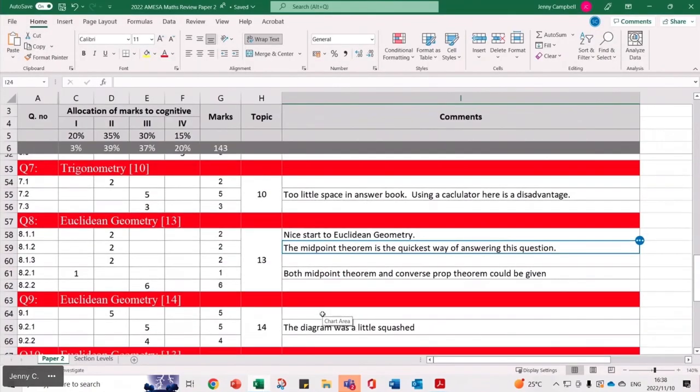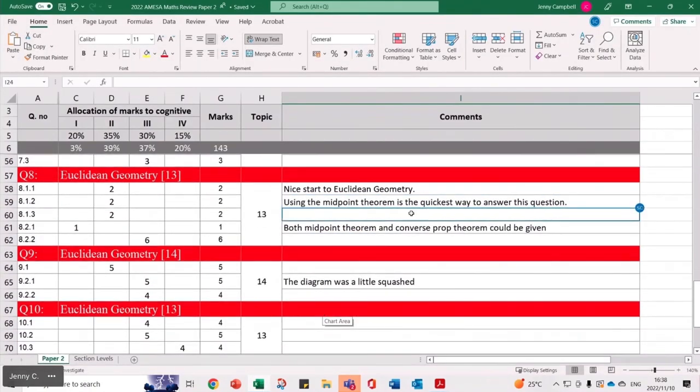If we look at cognitive levels for question 8, we put the first 3 on level 2. We put 8.2.1 as level 1 because it's just a reason. And then we've put 8.2.2 as level 3. I don't know if you want to make a comment about whether that is level 3 or whether you think it should be level 2. So any comments, feel free to come off your mic or to put a comment in the chat. Otherwise, if nothing, I'm happy to move on to question 9.